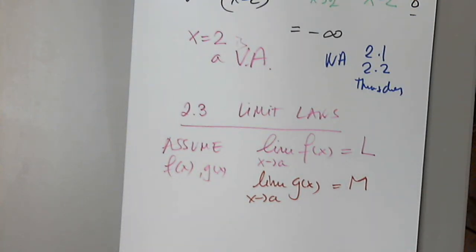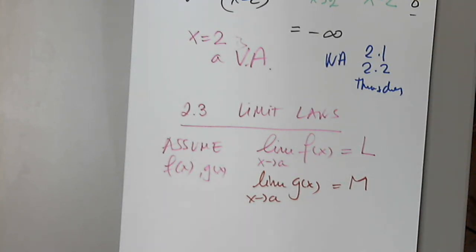So what is the scenario here? Well, we have two functions. We have a number a, a value of x, and the assumption is that the limits of f and g when x approaches a from either side both exist. There are two numbers. They can be the same or different, it doesn't matter.